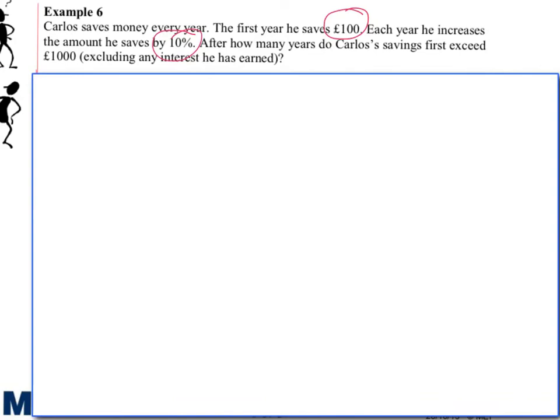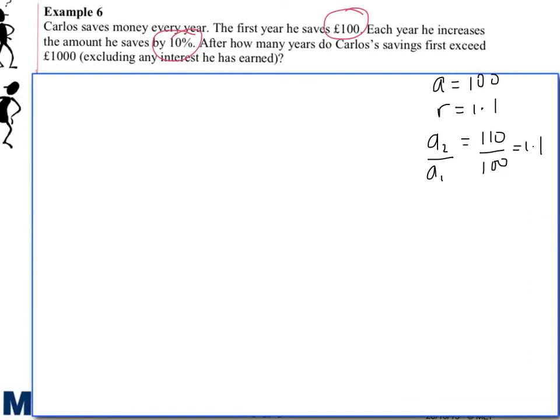So let's have a look at what we can do. The first thing is we recognize it's a geometric relationship, and a equals 100 for the first year, and r equals 1.1. You can work that out, because for the second term, so let's write down a2, he's just saved 10% more, so that must be £110. Now for the first term we know it's 100, and so if you do 110 over 100, we get 1.1. So that's our common ratio.